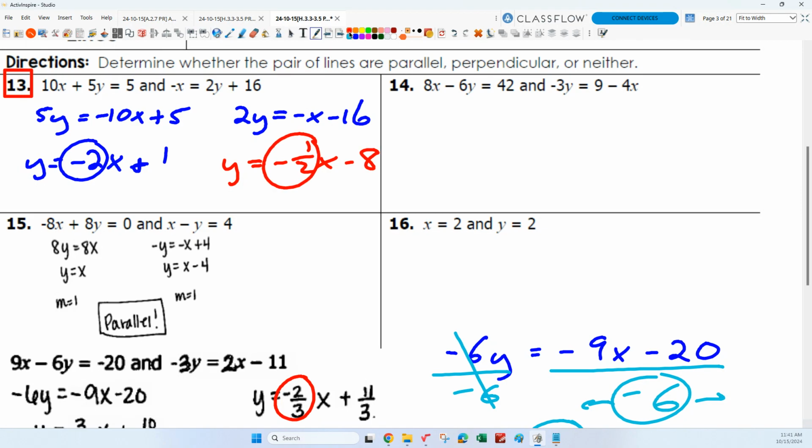So what can you tell me? Perpendicular? They're opposite. They're both negative. Yeah, okay. So parallel, perpendicular, or neither? Neither. There you go. Neither. Okay. We're getting there.